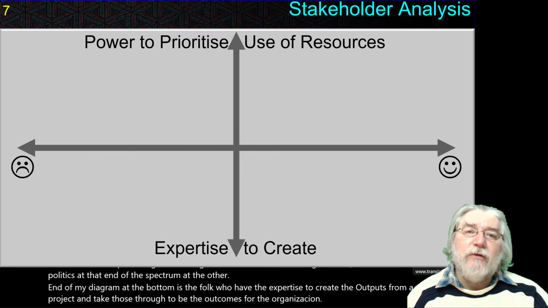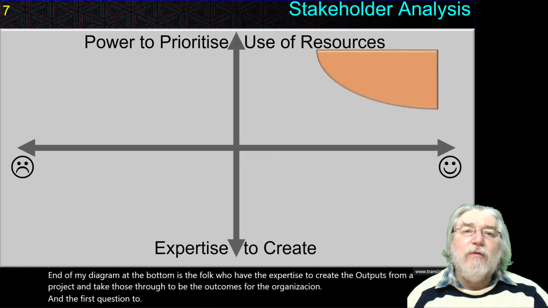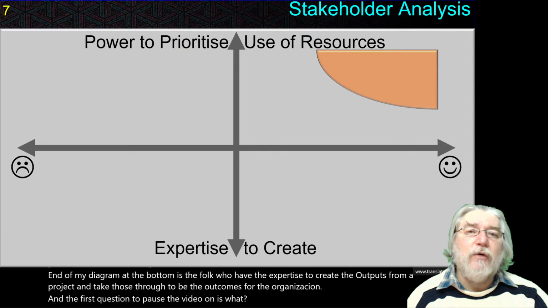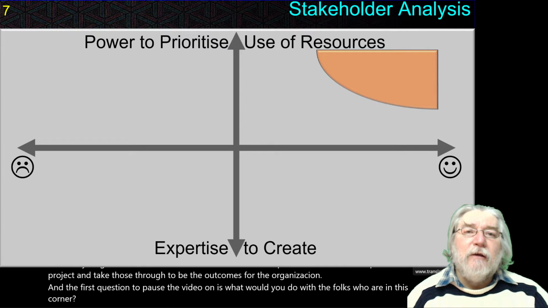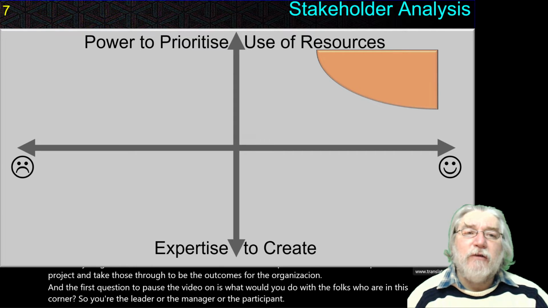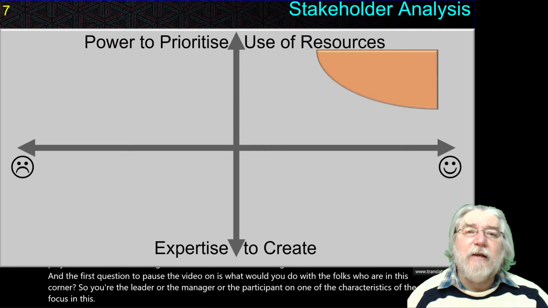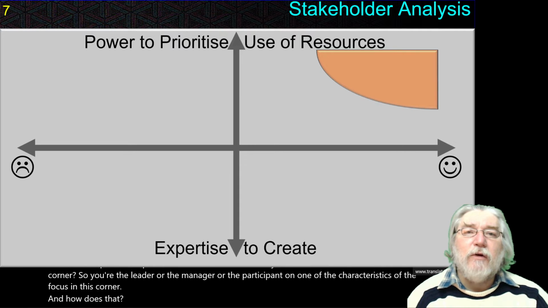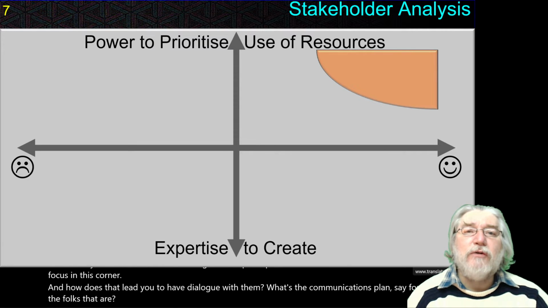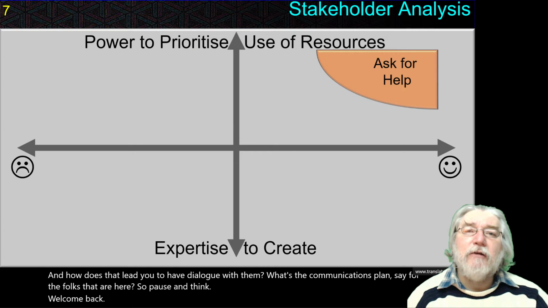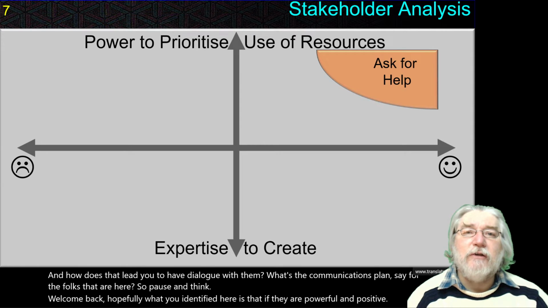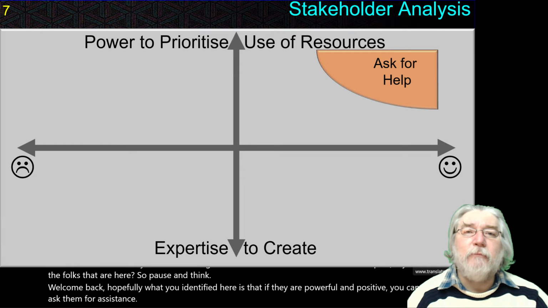And the first question to pause the video on is, what would you do with the folk who are in this corner? So you're the leader or the manager or the participant, and what are the characteristics of the folk in this corner, and how does that lead you to have dialogue with them? What's the communications plan say for the folk that are here? So pause and think. Welcome back. Hopefully what you identified here is that if they are powerful and positive, you can ask them for assistance, ask them for resources, for example.